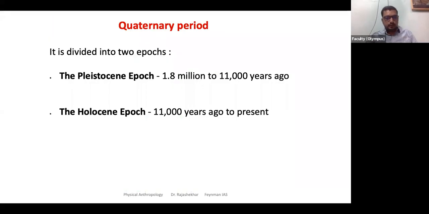Okay, the first epoch in this is the Pleistocene epoch, which goes from 1.8 million years to 11,000 years, where the Quaternary period begins, right? The first epoch is the Pleistocene epoch, up till 11,000 years ago. If you see these numbers, 11,000 seems to be very close, right? It looks like a small time space. Up to 11,000 is Pleistocene, and Holocene follows, 11,000 to present.